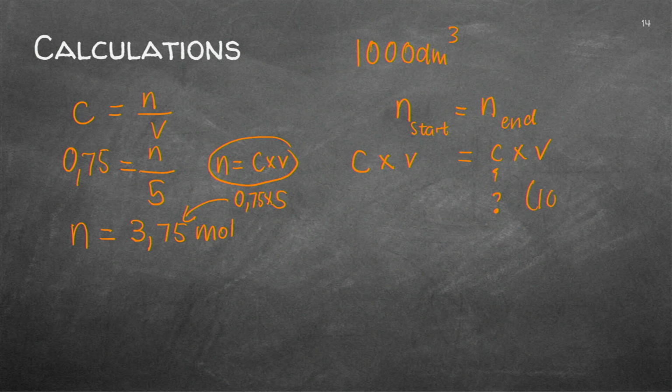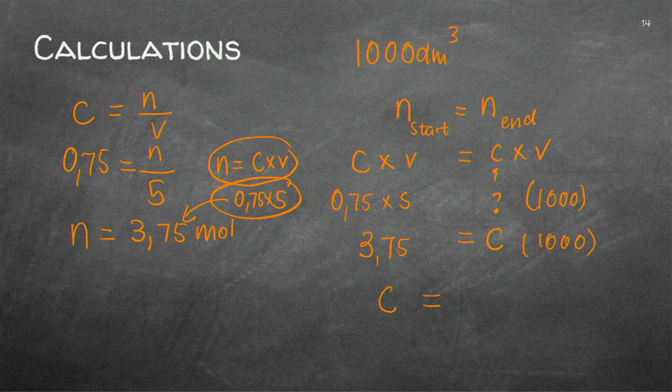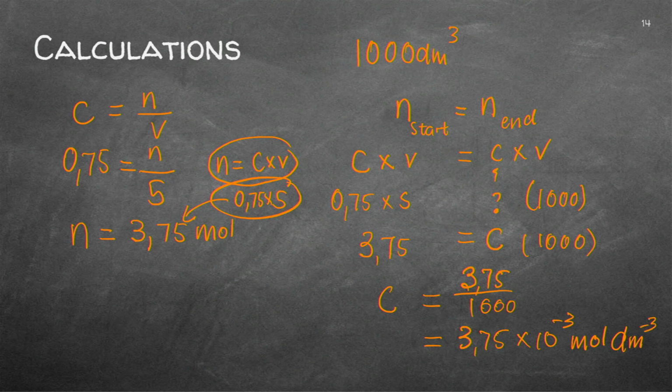I know this is 1,000, and I already did this calculation. Can you see here? I've got 0.75 times 5, which gave me 3.75. And now I need to calculate that C, and I've got the 1,000 there. So the concentration will thus be 3.75 divided by 1,000. It gives me 3.75 times 10 to the minus 3. I rather work with exponents. The unit for concentration is mole per cubic decimeters.